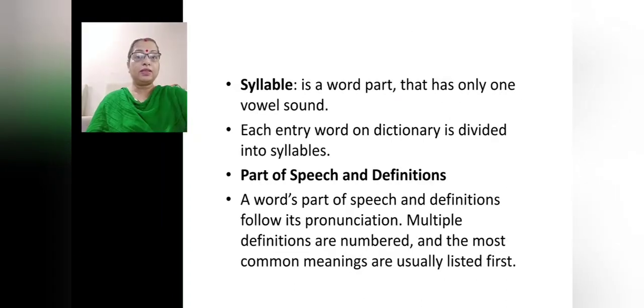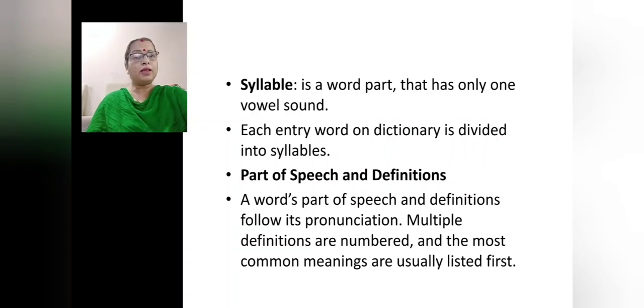So we find that a syllable is a word part that has only one vowel sound. Each entry word in a dictionary is divided into syllables. The next important part we should study in a dictionary is part of speech and definition. A word's part of speech and definitions follow its pronunciation. After pronunciation, you will find the part of speech of the word, and then definitions are given.